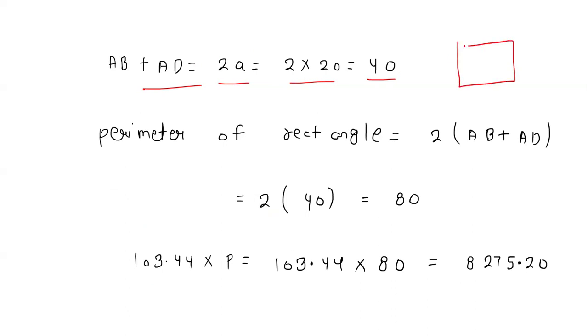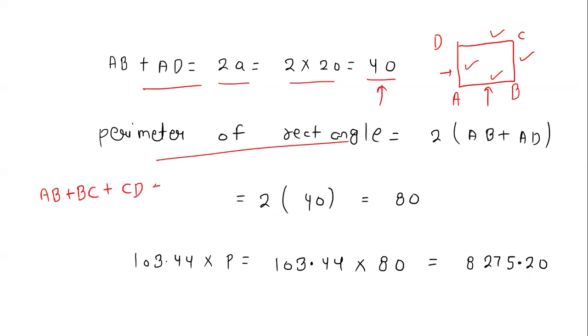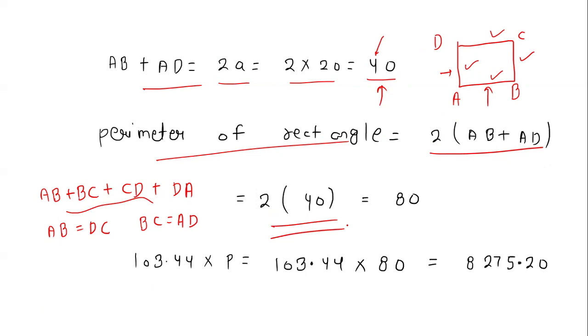So initially we have one rectangle ABCD, and this AB plus AD value is 40, which we got from here. We know the perimeter of the rectangle is the summation of all four sides: AB plus BC plus CD plus DA. But we also know AB is equal to DC and BC is equal to AD in the rectangle. So if you simplify, this will come as 2 times (AB plus AD), and AB plus AD we know is 40. So this will come as 80. So the perimeter of the rectangle is 80, and this is equal to P, which is given in the problem.